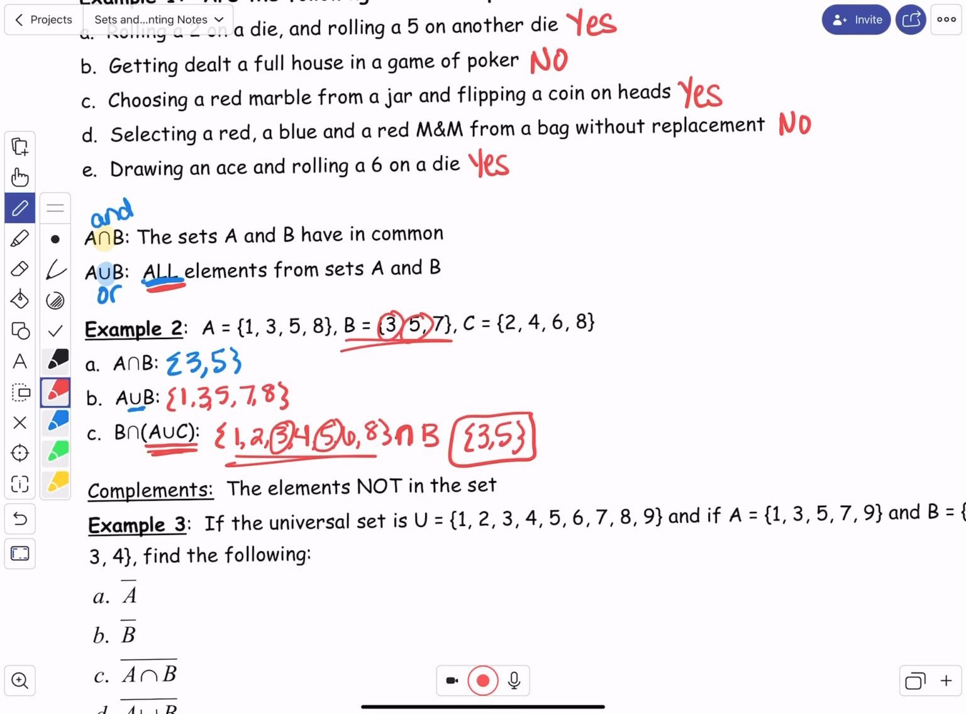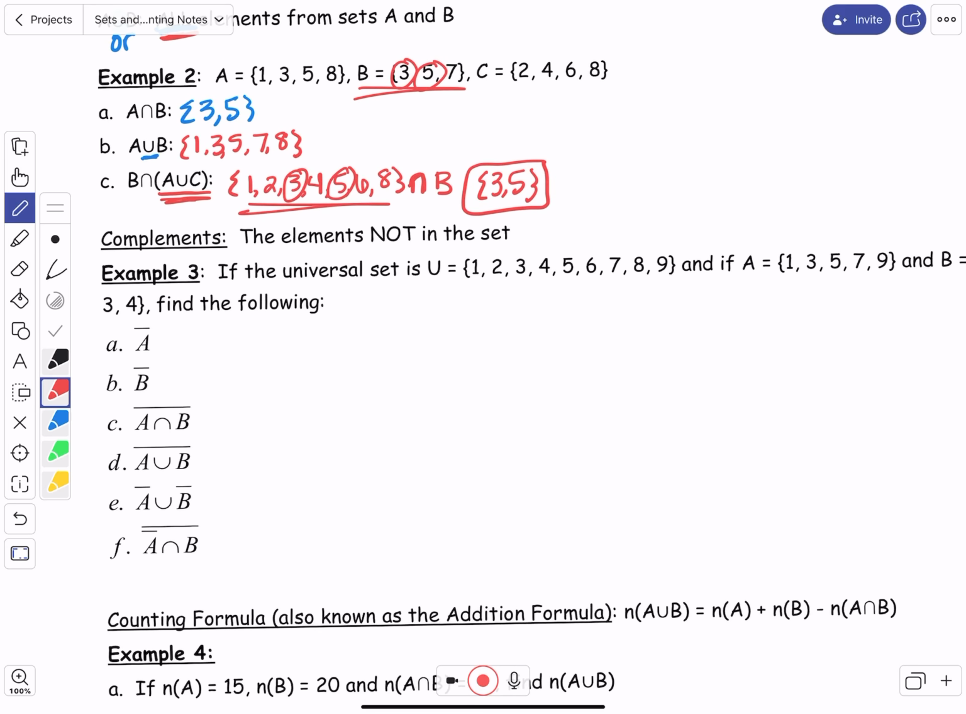Okay, so then we get to complements. And complements in math, the way that this is spelled, is the element not in the set. And the way that that's represented is you see like this line right here above it. So that means the complement. We're taking the complement of it. And so you always compare it to the universal set, okay, the universal set. So you will be given, in any scenario, a universal set. So in this case, the universal set is 1, 2, 3, 4, 5, 6, 7, 8, 9.